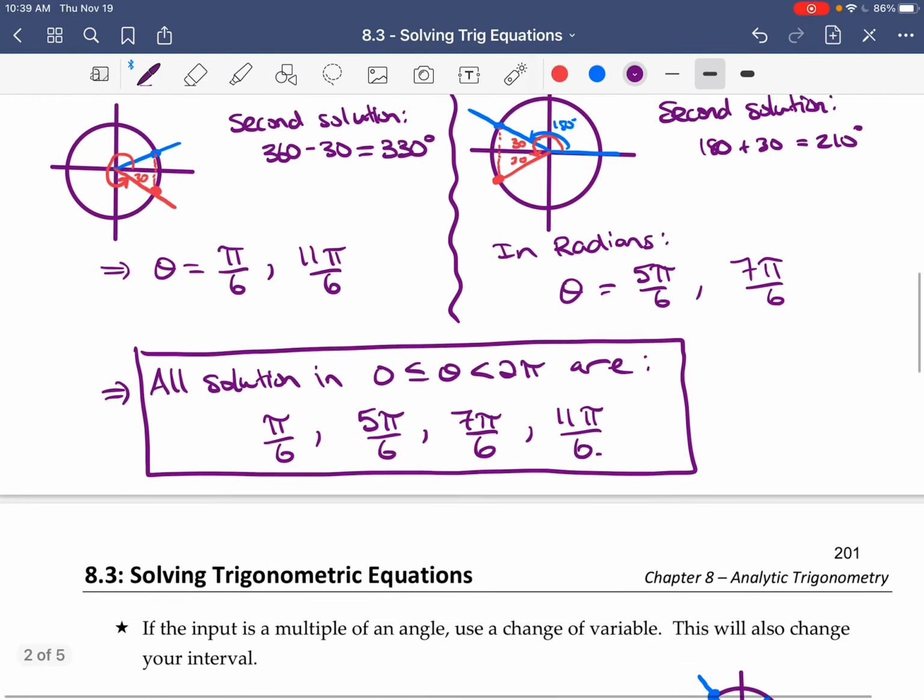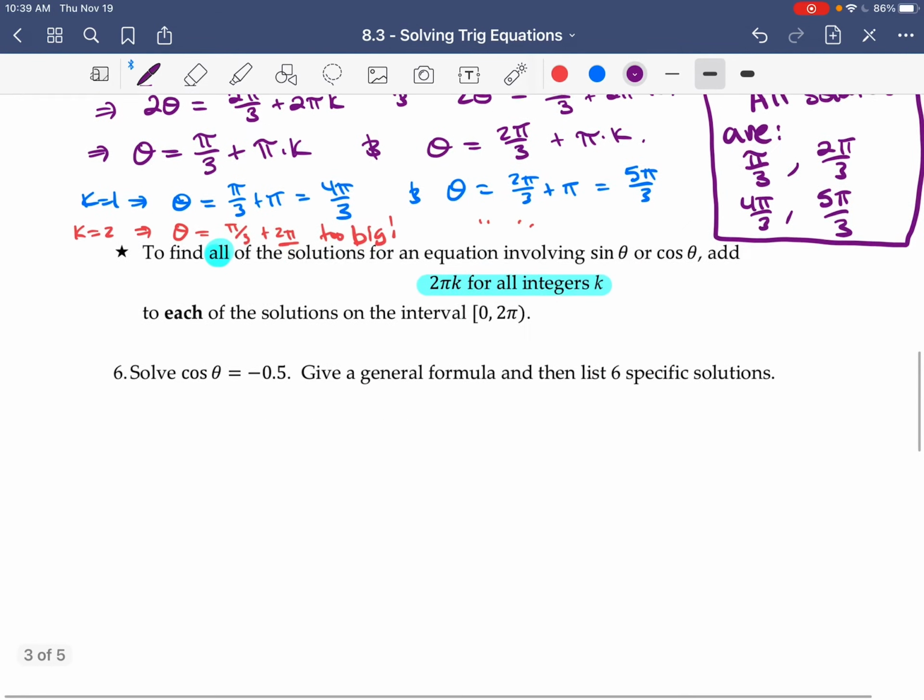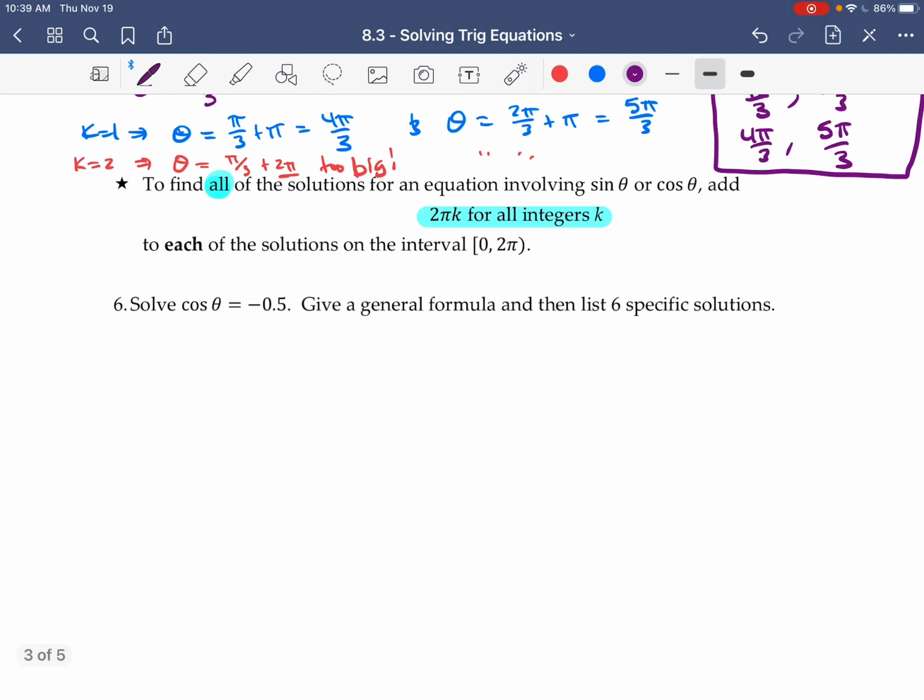Okay, let's try another one. Okay, so down here, I want to solve cosine theta equals negative 0.5. Okay, this is actually one we already did, so I'm going to go through it quickly. So theta would be cosine inverse of negative 0.5, which again in degree mode is 120 degrees, which is 2 pi over 3 radians.